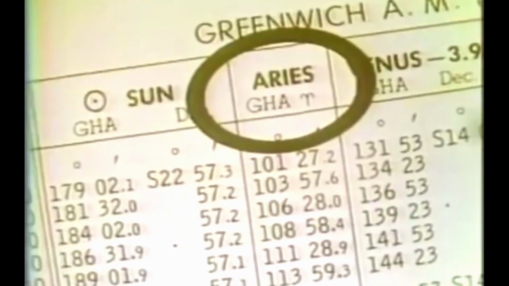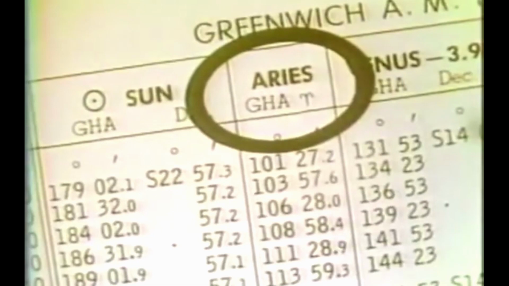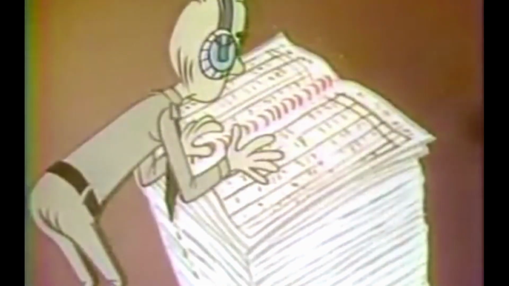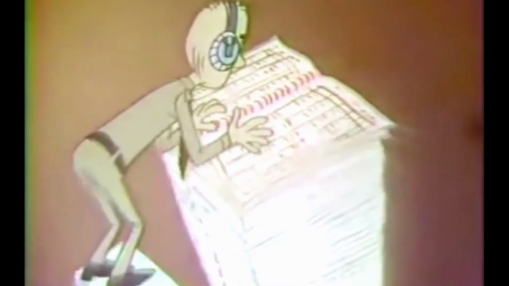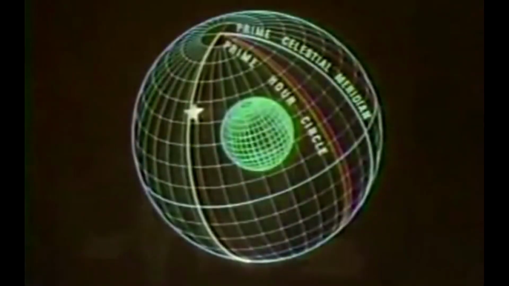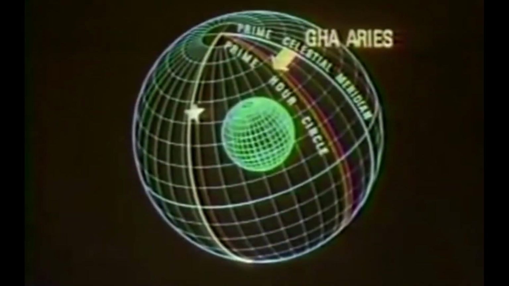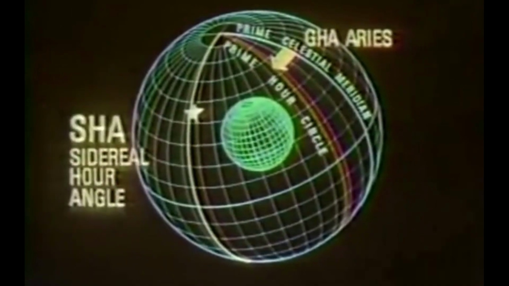But what the navigator needs to know, of course, is the GHA of the star he is observing. The GHAs of the 57 navigational stars could be tabulated, just as has been done with the sun, the moon, and the planets, but it would require a monstrous publication. Instead, the navigator uses the GHA of Aries plus the third of the 3 hour angles, sidereal hour angle.